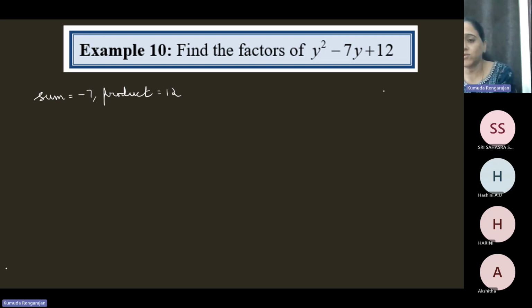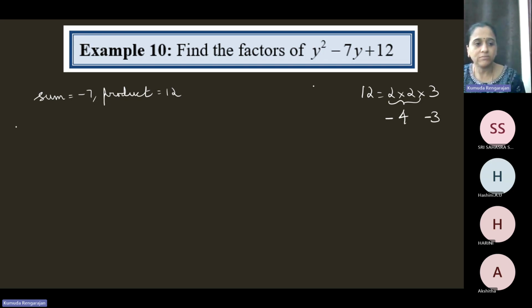So 12 in the rough column: 2 2s are 4, 4 3s are 12. You have to use the factors of 12 and get two numbers. Factorize 12: 2 into 2 into 3. So we have 3 numbers, but use them to make 2 numbers whose sum is -7 and product is 12. 4 and 3 will give us 7, but we want -7 and +12. So -4 and -3: the sum is -7 and the product is +12.